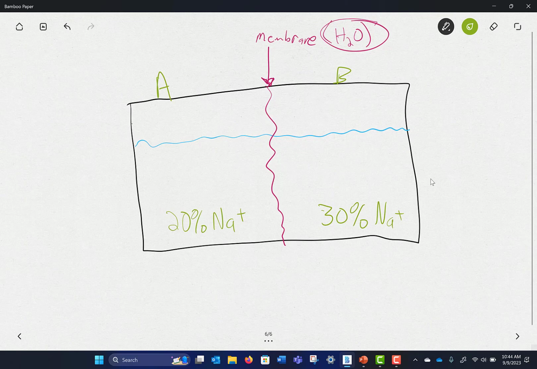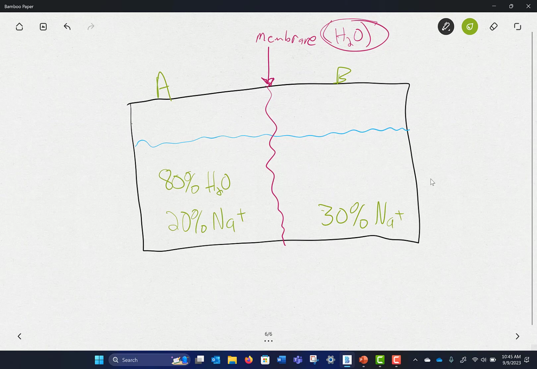First, if we say 20% sodium solution, just looking at solution A, ignore solution B for now. We say we have a 20% sodium solution. What else do we automatically know? Well, we know that if it is 20% sodium, the other 80% is solvent. And for purposes of our class, solvent is water. So we have 80% water, 20% sodium.